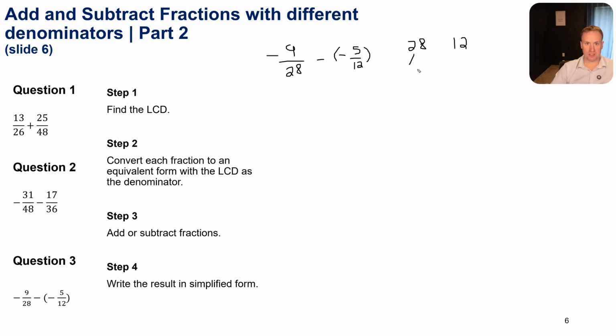So the prime factorization of 28 is 2 and 14. 2 times 14 is 28. And 14 can be broken down into 2 and 7. And 12 can be broken down into 2 and 6. And then eventually down into 2 and 3.